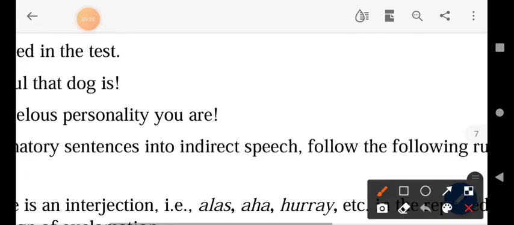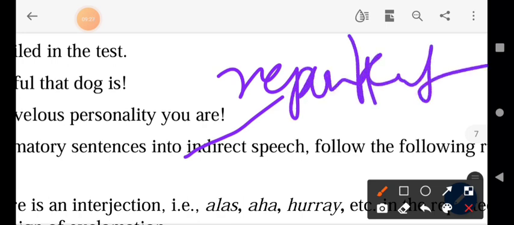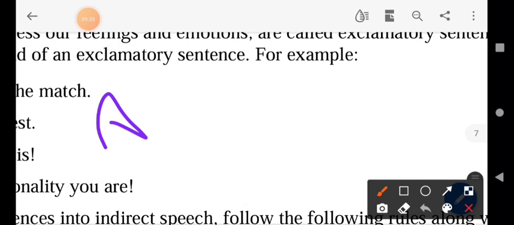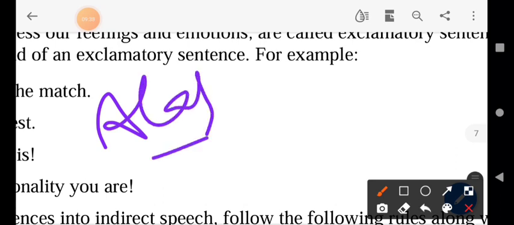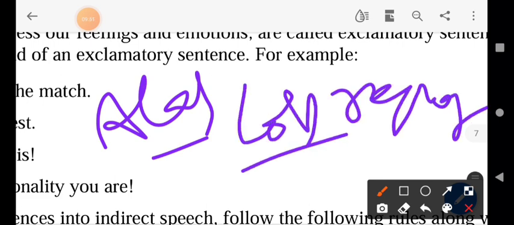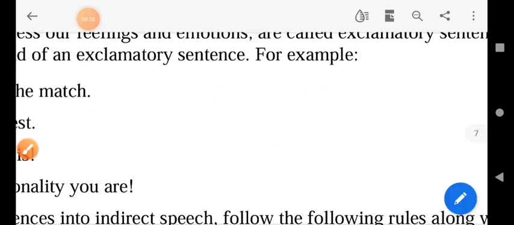Regret means repentant. Regret means disappointment. Alas, this is an interjection word that starts an exclamatory sentence. What is the meaning of alas? It expresses sorrow or regret or loss. What is the meaning of regret? Feeling of sad, repentant and disappointment. This is the meaning of the interjection word alas.